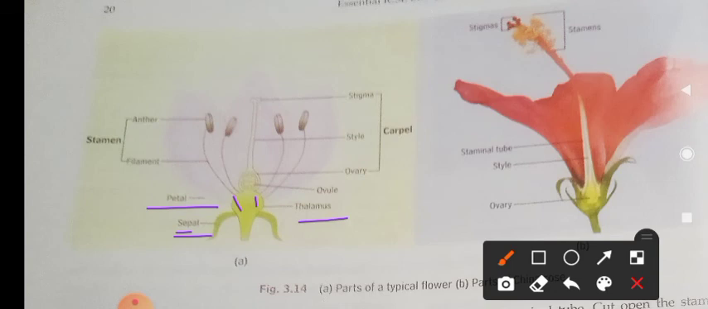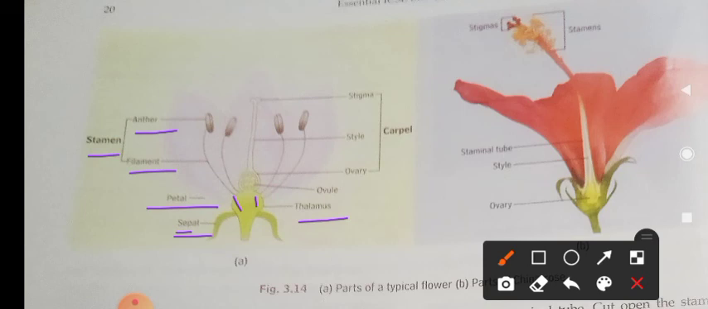And the third one is androecium. Androecium consists of stamens. This stamen in turn consists of a filament and an anther. The thin tube, that is called the filament, and the head of the tube is called the anther. This anther bears pollen. Pollen is the yellow colored powdery substance present in the hibiscus flower. Have you seen that? That is called pollen.